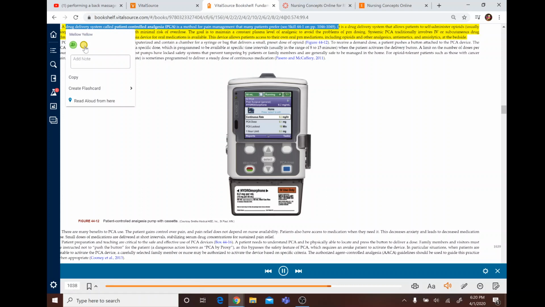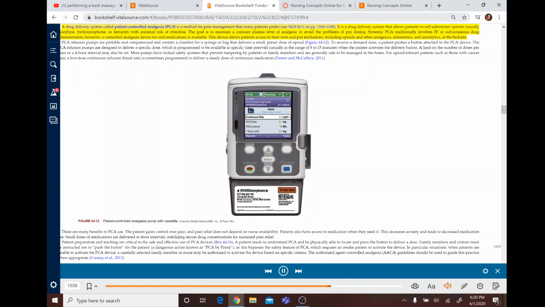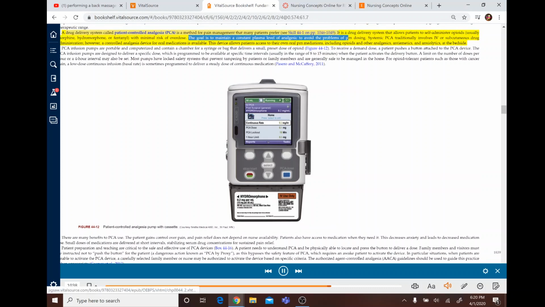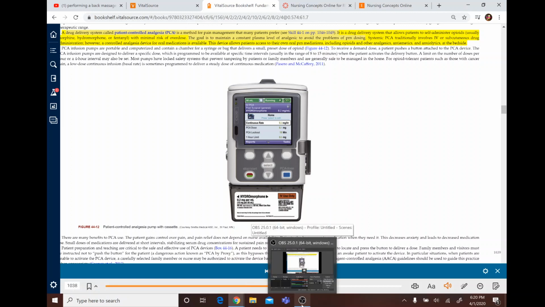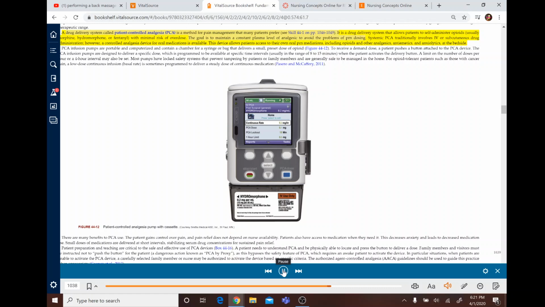See Skill 44-1 on pages 1046 to 1049. It is a drug delivery system that allows patients to self-administer opioids, usually morphine, hydromorphone, or fentanyl, with minimal risk of overdose. The goal is to maintain a constant plasma level of analgesic to avoid the problems of PRN dosing. Systemic PCA traditionally involves IV or subcutaneous drug administration. However, a controlled analgesia device for oral medications is available. This device allows patients access to their own oral PRN medications, including opioids and other analgesics, antiemetics, and anxiolytics, at the bedside.